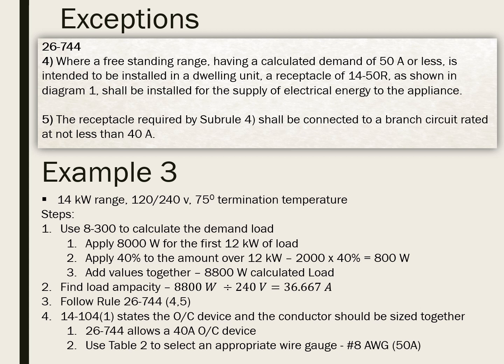Based on Rule 14-104 Subrule 1, we can choose our overcurrent device according to Rule 26-744, which is going to be 40 amp, and we have to accommodate a 50 amp receptacle. So when we choose a wire, we want to choose a wire that's going to at least handle the same ampacity of our receptacle. Therefore, Table 2 tells us to install a number 8 gauge wire rated at 50 amps.